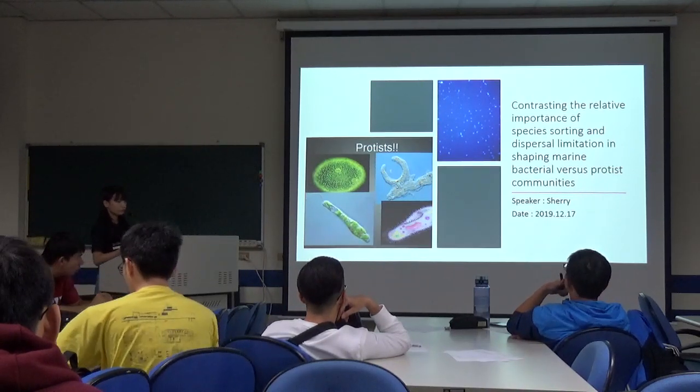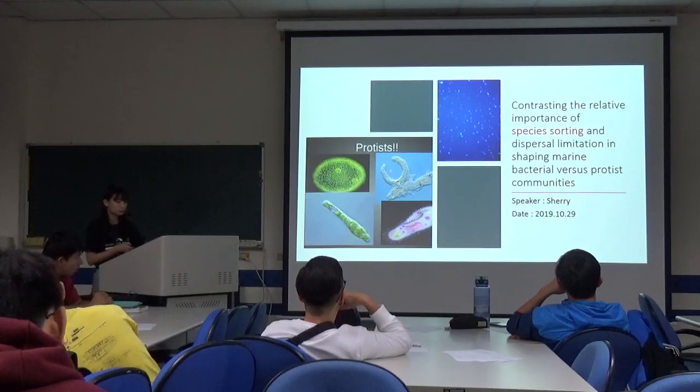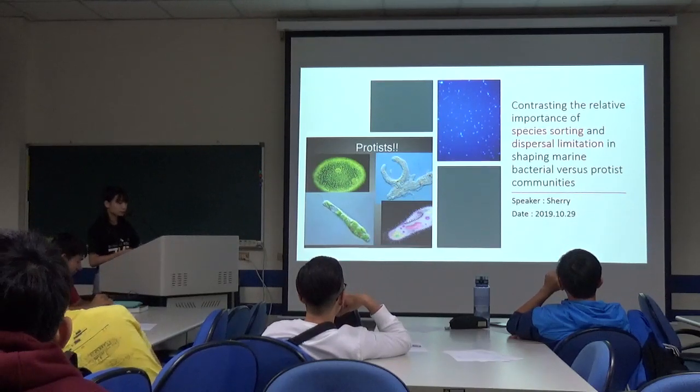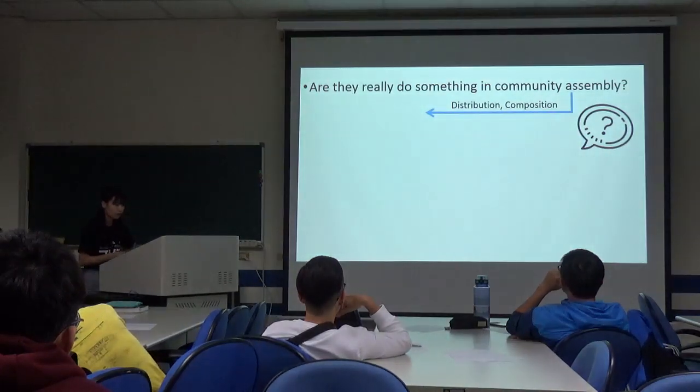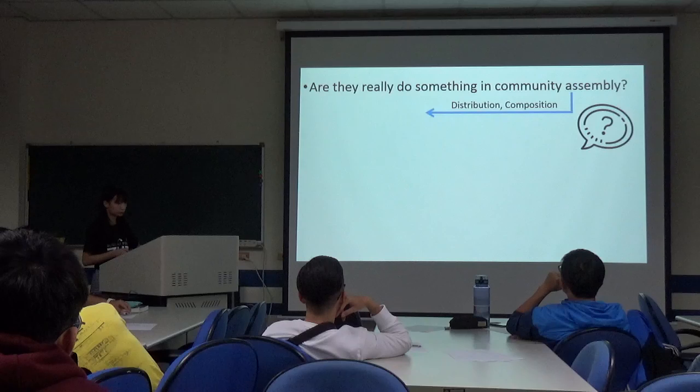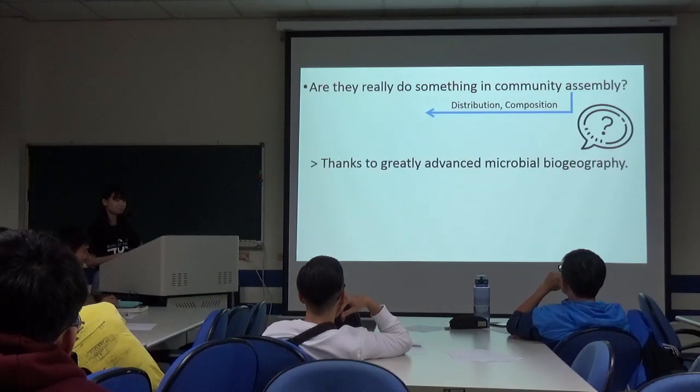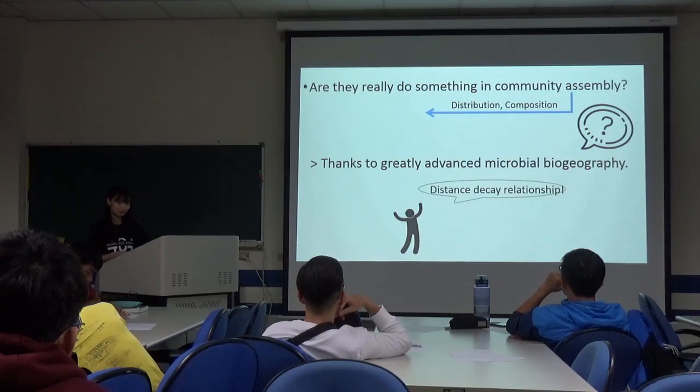Here, you may ask what species sorting is, or what dispersal limitation is, or you may even be curious whether species sorting and dispersal limitation really do something in community assembly. Assembly means community distribution and composition. Thanks to greatly advanced microbial biogeography, some people say the distance-decay relationship can solve this problem.